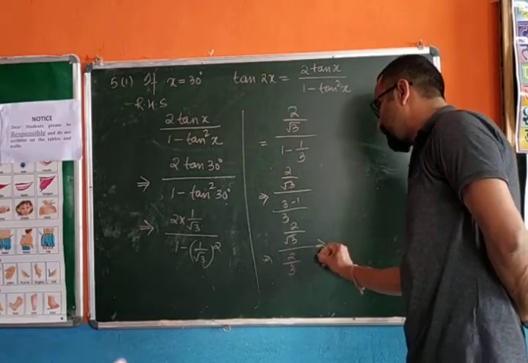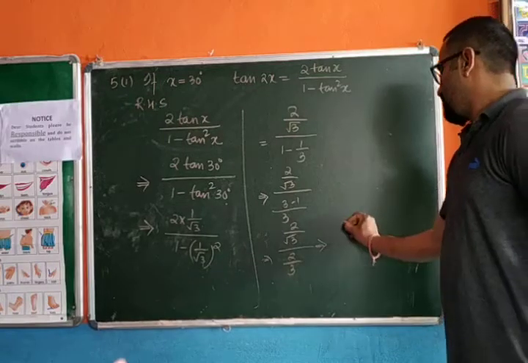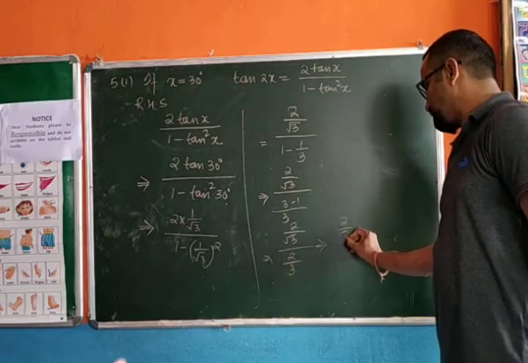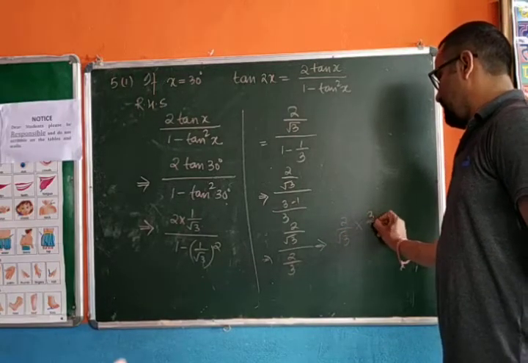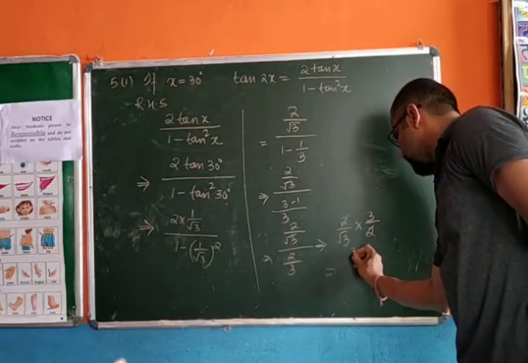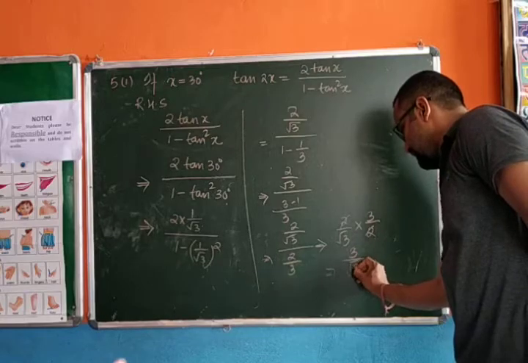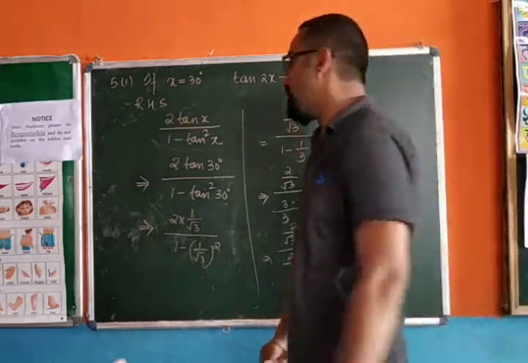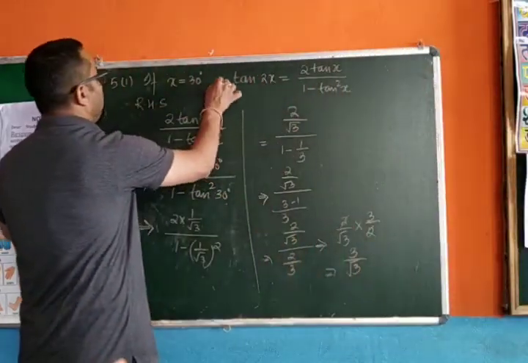Subtract 2 by 3. Now reciprocate it. 2 root 3. 3, 2. Cancel it. You get 3 upon root 3, which is not equal to left hand side. On the left hand side we got root 3.